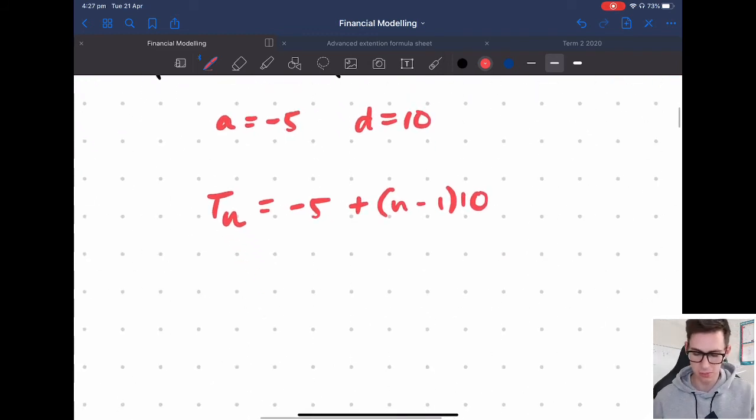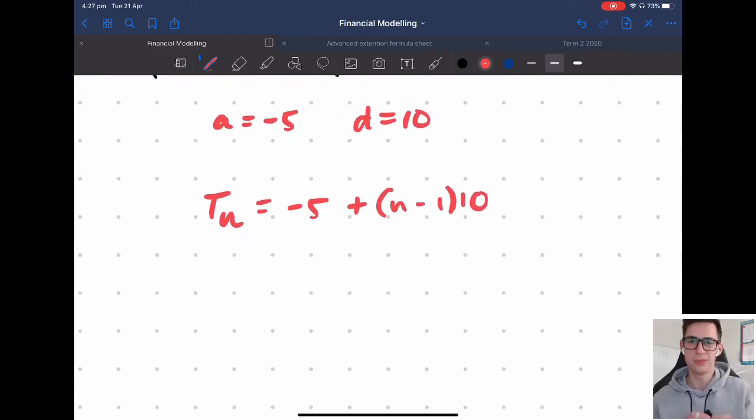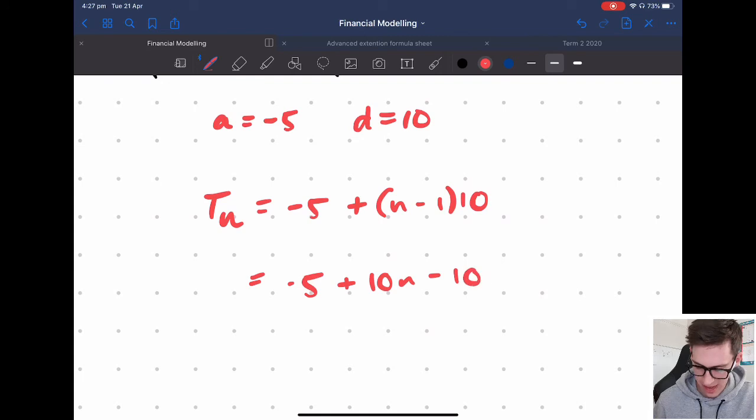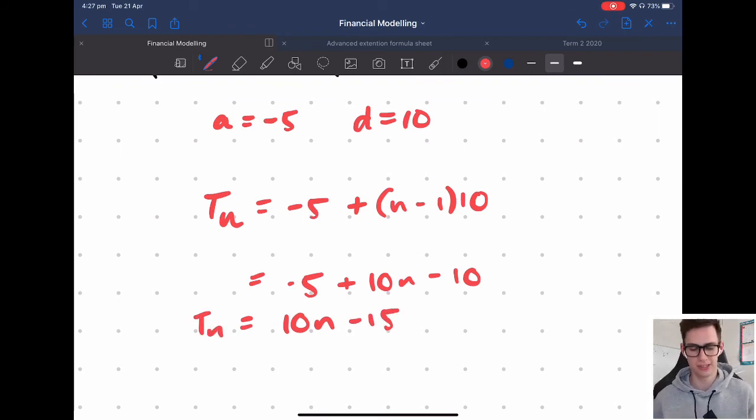Now, because it wants a simplified answer, all I'm going to need to do is expand those brackets and tidy it up a little bit. I'm going to get -5 plus 10n minus 10. Make sure you multiply by both terms. Now I can grab that 10n and write it out the front, and I've got -10 take away 5. So -15. And that is the simplified expression.